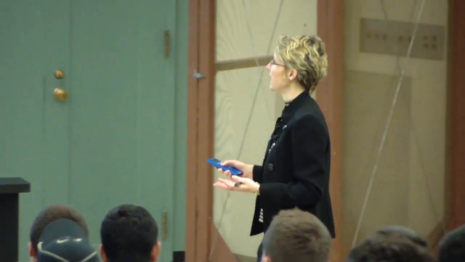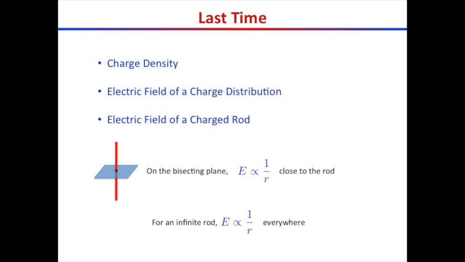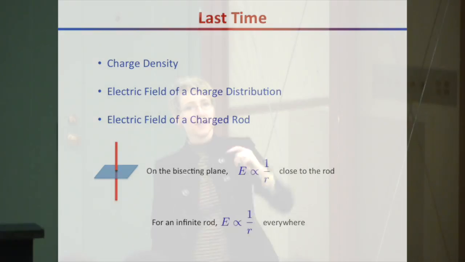So last time, we did that for a charged rod. On the bisecting plane, at a high symmetry, easy to calculate point, we saw that the electric field fell off like 1 over r close to the rod. And if the rod length went to infinity, it actually fell off like 1 over r everywhere in space. So an infinitely long charged rod has an electric field which falls off like 1 over r. Sound familiar from last week?